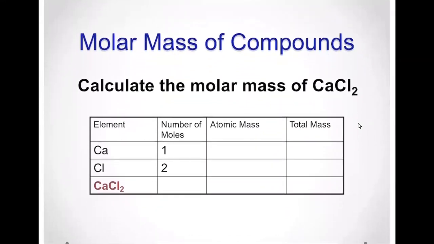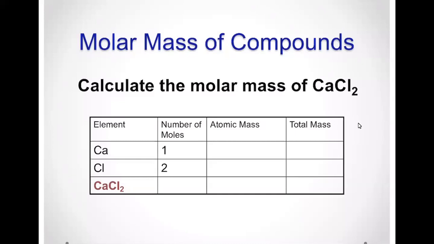For a molecular compound, you're going to have to add it up, because it is the sum of the molar masses in that molecular or ionic compound. That is the molar mass of the substance in grams per mole. All right, so let's work this out for calcium chloride.